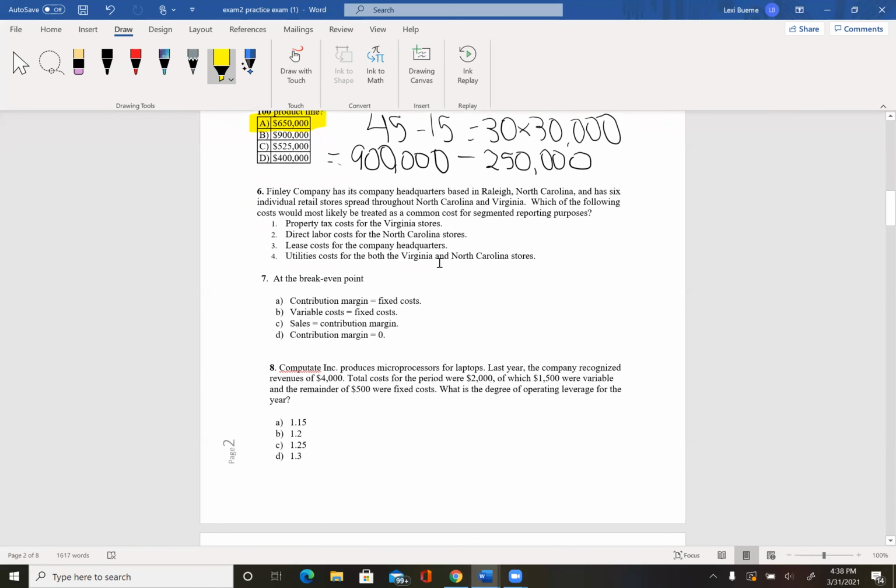Then for 6, Finley Company has its company headquarters based in Raleigh, North Carolina, has 6 individual retail stores spread throughout North Carolina and Virginia, which of the following costs most likely treated as common costs for the reporting purposes. So it's going to be C, 3, the lease cost for company headquarters. And the reason for this is because rent is always going to be considered a specific cost because it's not directly associated with any specific unit.